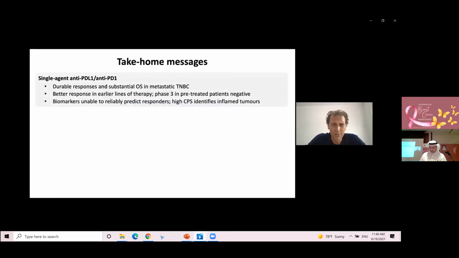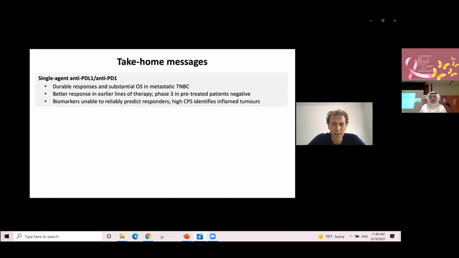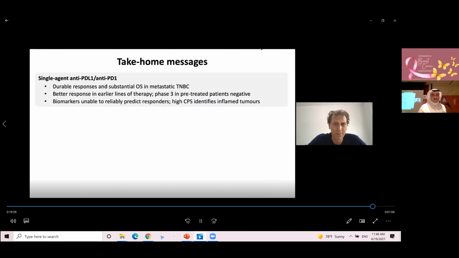So in summary, we have seen durable responses with single agent immune therapy targeting PD-1 or PD-L1, and a substantial overall survival in these patients. We seem to be seeing better responses in earlier lines of therapy, and the phase 3 in pretreated patients was negative. Unfortunately, biomarkers are not great to reliably predict responders, but a high CPS score identifies inflamed cancers and may be used in the future.